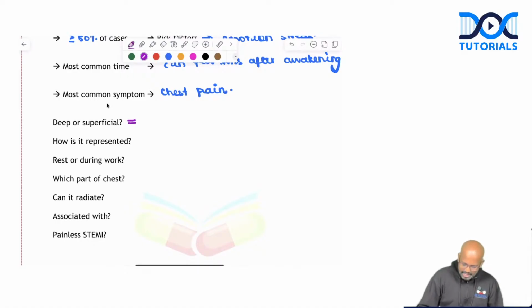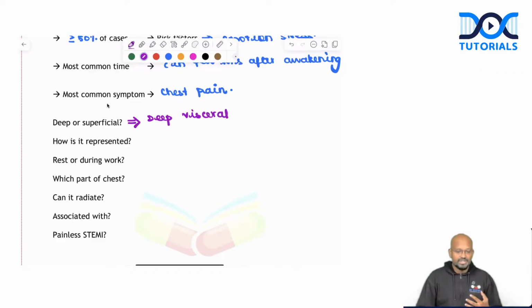Is it going to be deep or superficial? That is going to be a deep visceral pain. Okay. A beautiful terminology. There will be a deep visceral pain. The patient cannot actually localize where the pain is, but somehow it is going to be happening inside.